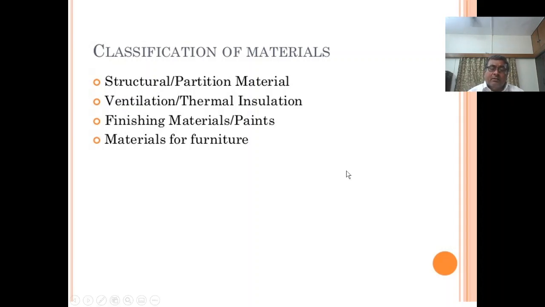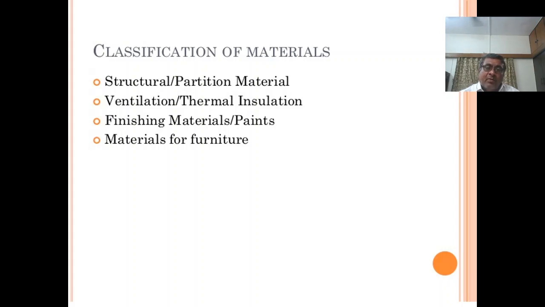Good day, friends. Let's begin with our lecture number 6 of ATP subject and lecture number 3 of unit 2. Let's see classification of materials. This lecture is in continuation with lecture number 5.